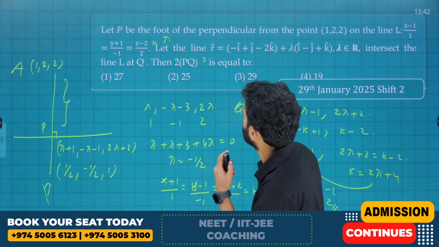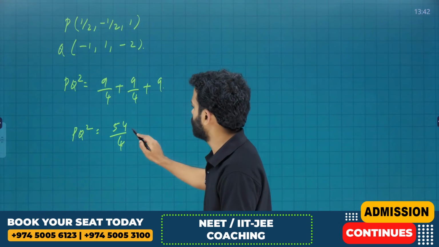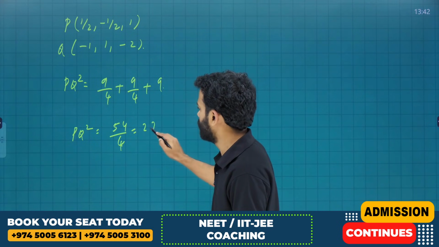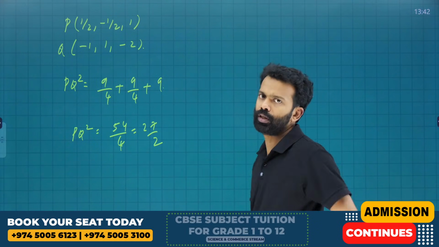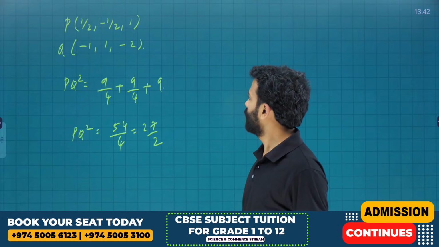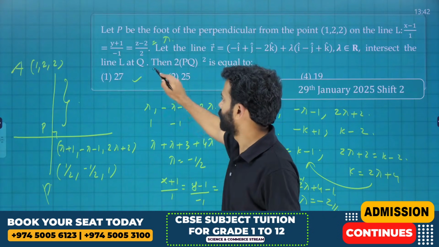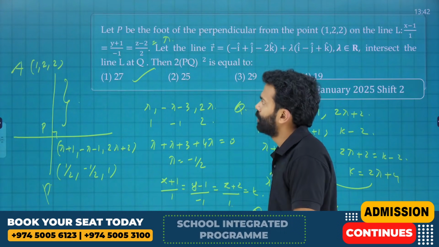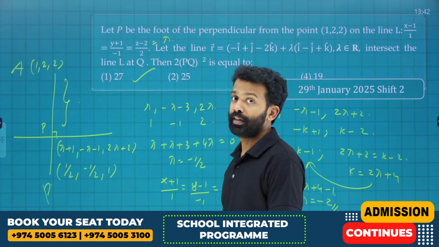But I think you need to find 2 PQ square, right? PQ square is equal to 54 by 4, that is 27 by 2. That is 2 PQ square is equal to what? 27. Okay, therefore the answer is option 1. That's all. Done, understood. Next one.